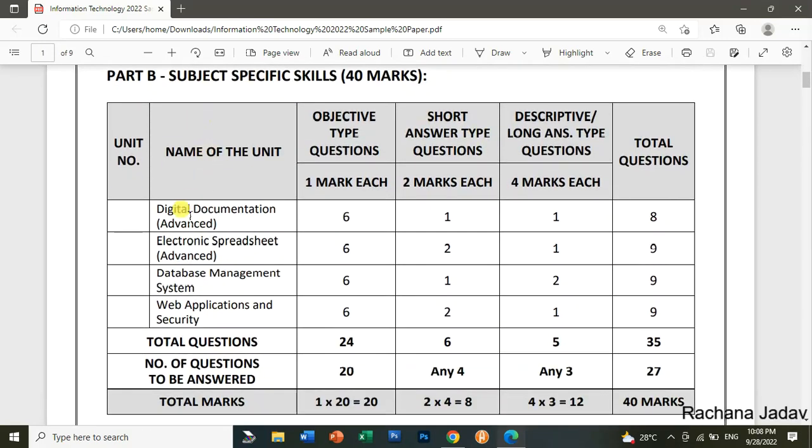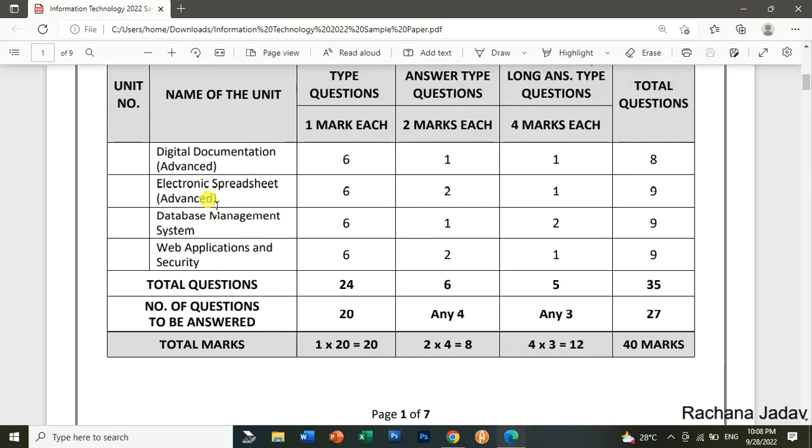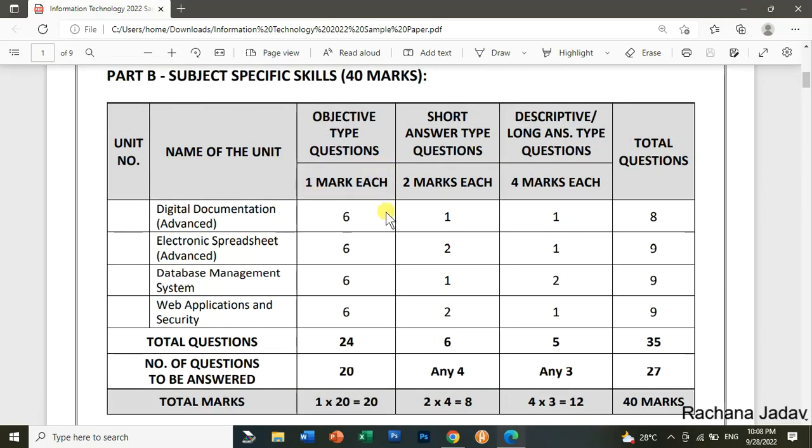Next we will go to part B. हम लोग पार्ट बी पे जाएंगे. यहाँ आपको सारे यूनिट्स पता ही होंगे. In that you can see objective type questions, 1 mark, 6; then short answer, that is 2 marks का एक question; descriptive में 4 mark का एक question. Like that you will get 8 questions in all for Digital Documentation. Electronic spreadsheet, that is Excel. Okay, Excel, or you can say also LibreOffice Calc.